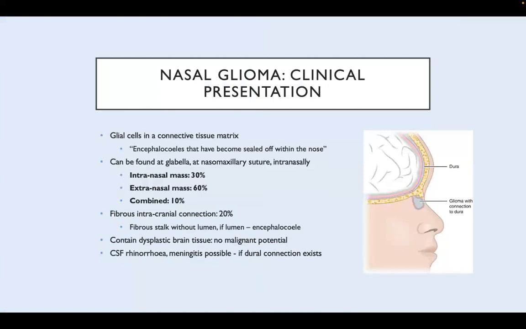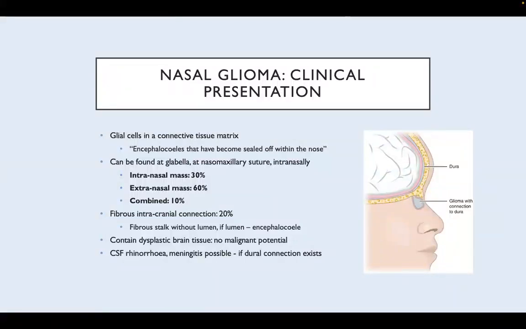Okay, moving on to nasal gliomas. So these are basically glial cells, which are in a connective tissue matrix, and some people describe it as encephalocele that have been sealed off from within the nose. They can be found at the glabella, at the nasomaxillary suture, or even intranasally. So they have a variable location.